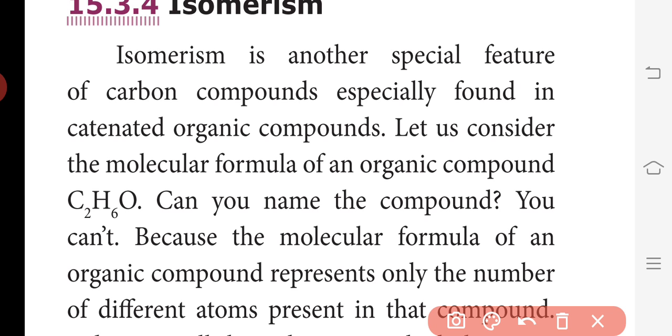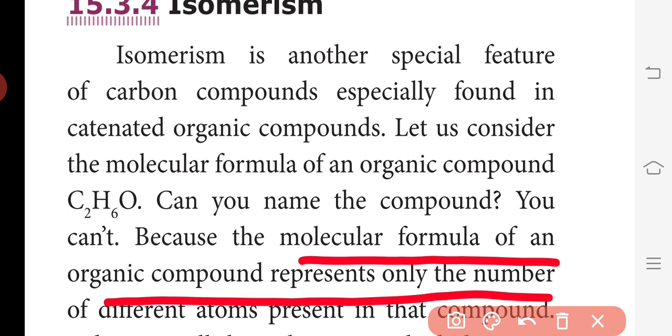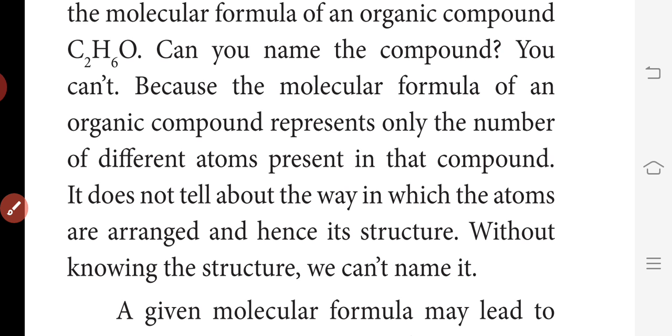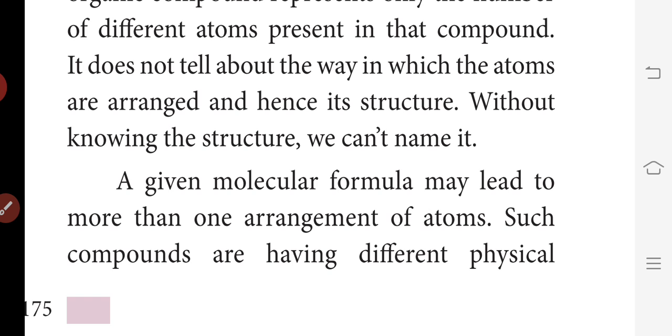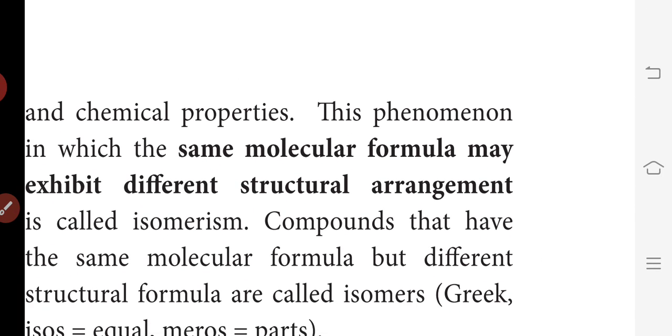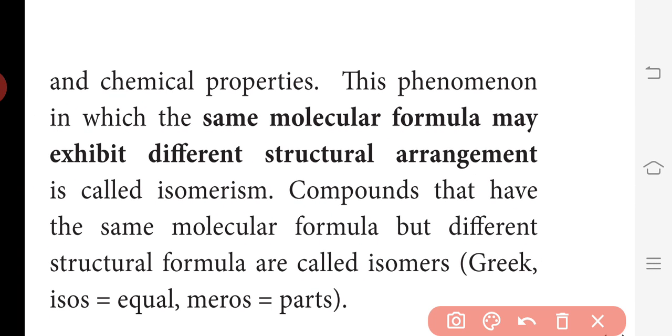The molecular formula of an organic compound represents only the number of different atoms present in that compound. It does not tell about the way in which atoms are arranged, and hence its structure. Without knowing the structure, we cannot give a name to that compound. So a given molecular formula may lead to more than one arrangement of atoms. Such compounds have different physical and chemical properties. This phenomenon in which the same molecular formula exhibits different structural arrangements is called isomerism.